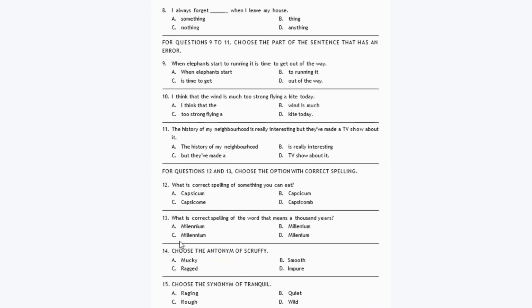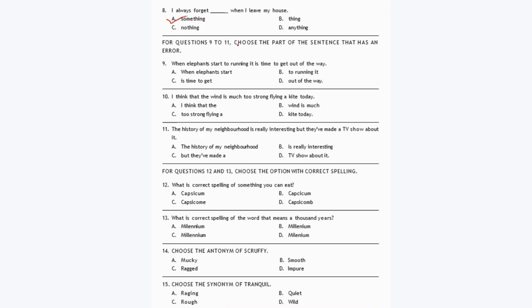I always forget dash when I leave my house. So when it's about always forget, it should be some particular thing or something. Here we don't have any particular thing, so it should be I always forget something when I leave my house. So it's option A here.